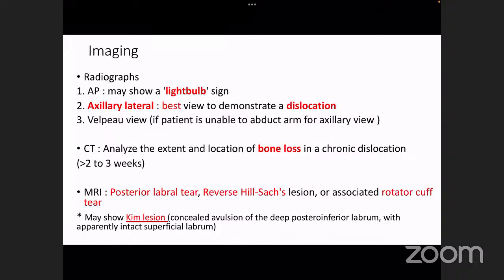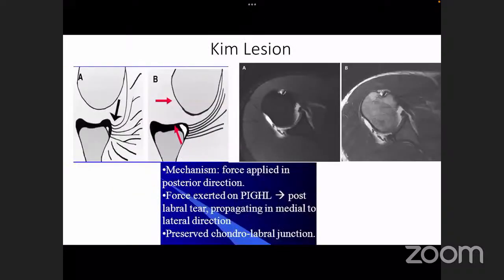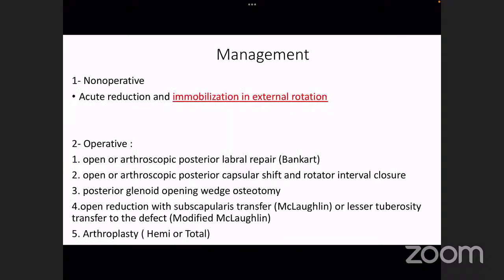The definition of the chem lesion is the concealed avulsion of the deep posterior inferior labrum with an apparently intact superficial labrum. This is an example of the chem lesion, especially with the posterior band of the inferior glenohumeral ligament: thickening and a concealed lesion with posterior labral tears, propagating from medial to lateral direction with a preserved labrocartilage junction.